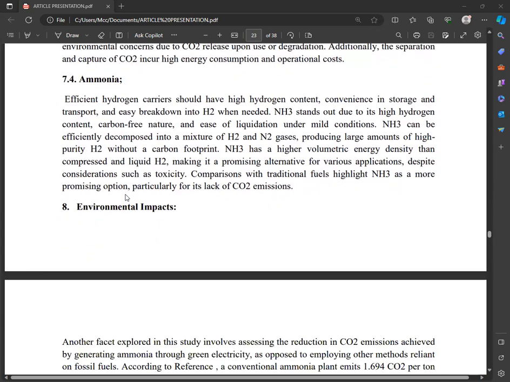The fourth method of storing hydrogen is in the form of ammonia. As we have seen in the ammonia decomposition process, efficient hydrogen carriers should have higher hydrogen content, convenience in storage and transport, and easy breakdown into hydrogen when needed. Ammonia stands out due to its high hydrogen content, carbon-free nature, and ease of liquidation under mild conditions.